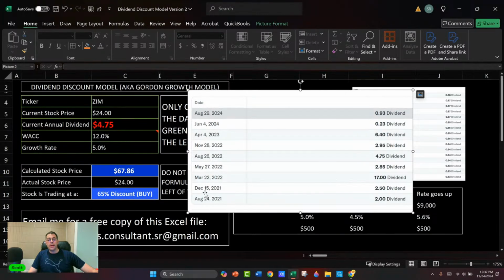And if you bought the stock in 2021, even if the stock went to zero, you still would have had a great return, because on the dividends alone, you probably made a few 100%.